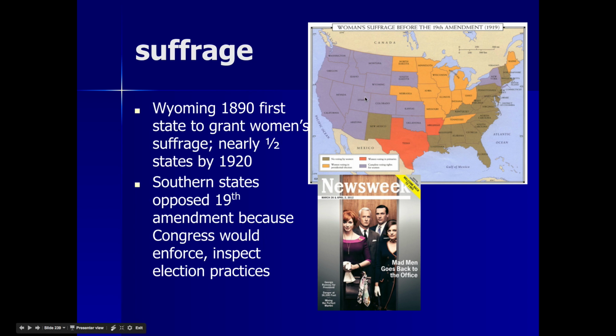Okay, so they get in the West. Women don't get the right to vote in the Bible Belt till 1920. So the 19th Amendment is kind of for the Bible Belt here. It's the East Coast. Southern states were concerned that they didn't like the idea of the 19th Amendment because they're afraid that folks from Washington, D.C., enforcing the 19th Amendment would also look into civil rights election practices.